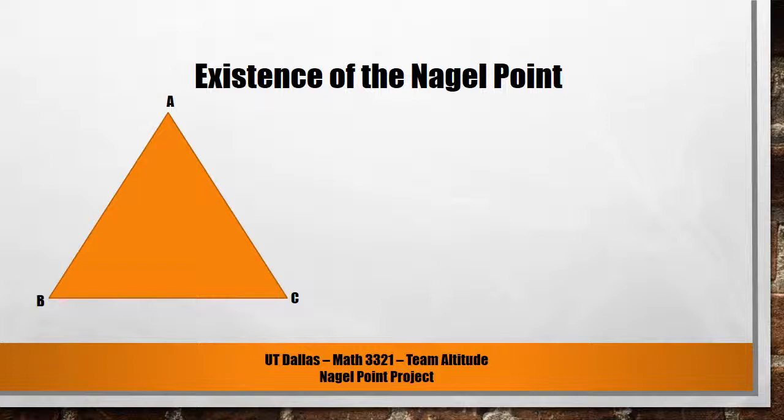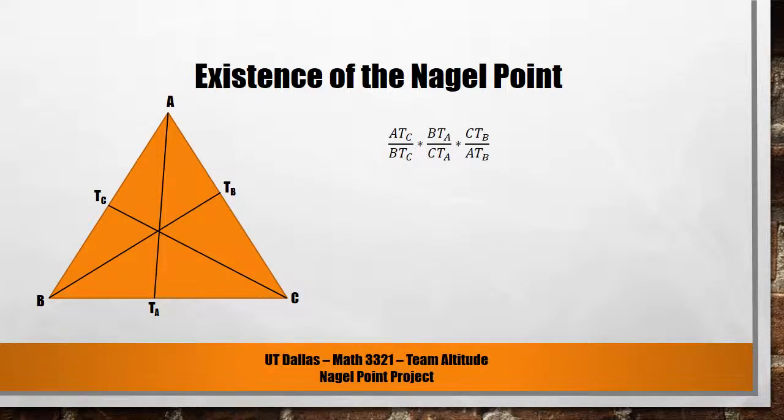We begin with triangle ABC, and we connect each vertex to the point of tangency to the excircle opposite that vertex, as we did before. We denote those points T sub A, T sub B, and T sub C as shown in our diagram. We know that by Ceva's theorem, which we talked about earlier, these three line segments are going to be concurrent. That means they all intersect in the same spot if the product AT sub C over BT sub C times BT sub A over CT sub A times CT sub B over AT sub B is equal to 1.